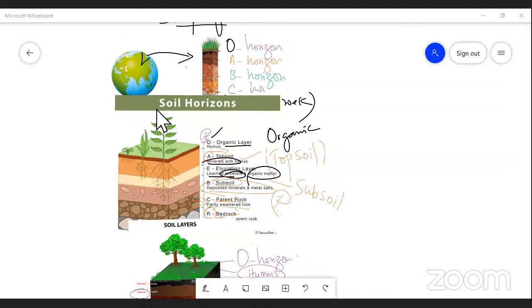And one more, could you mention which of the following layers is known as the topsoil? A horizon. Very good. Right. And could you mention which is the subsoil? B horizon. Very good. Can you mention the components of subsoil? Yes, students. What are they? Minerals and metals.